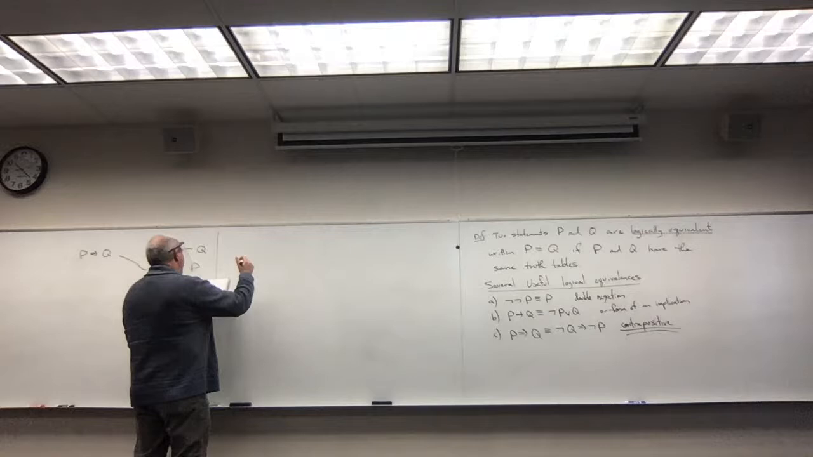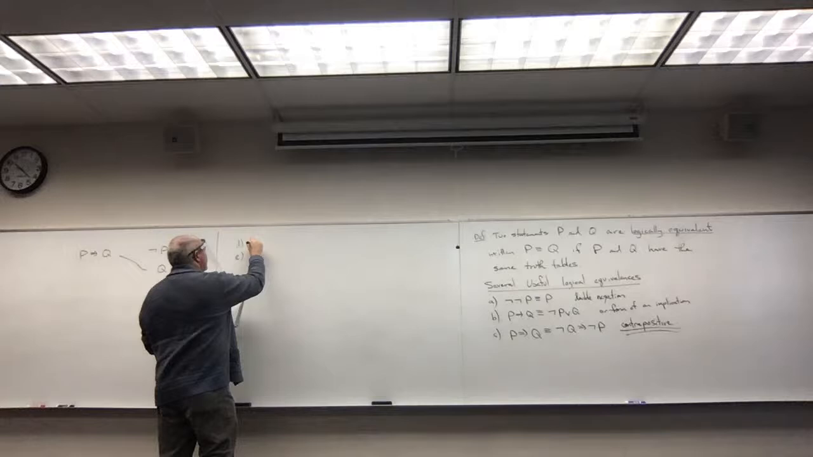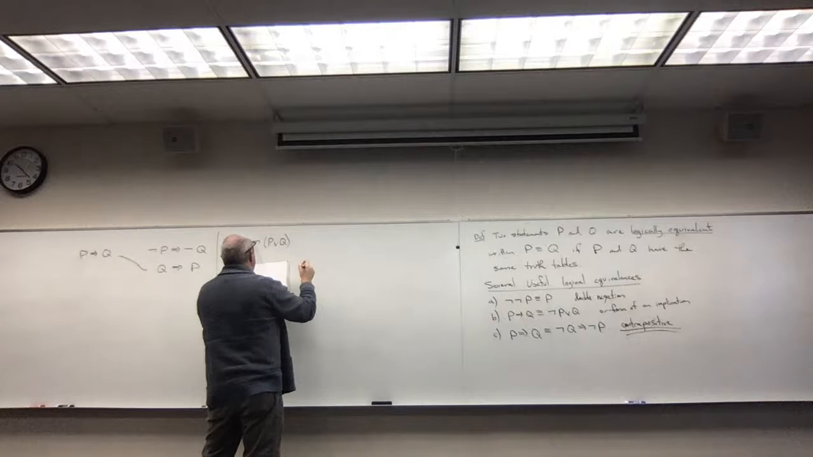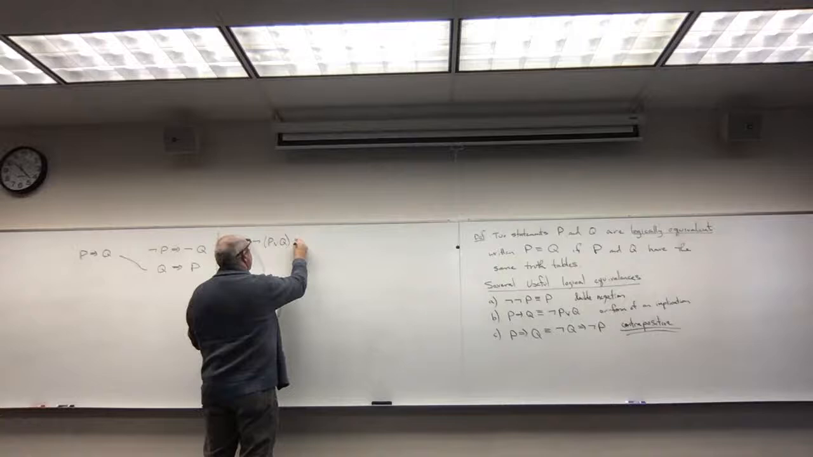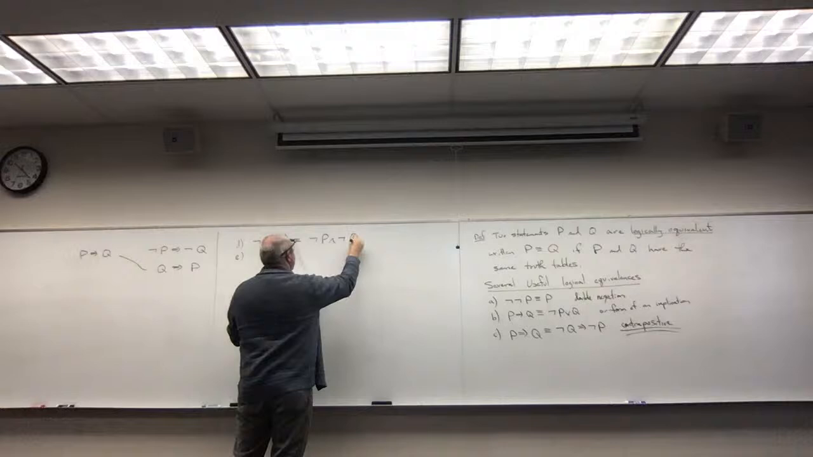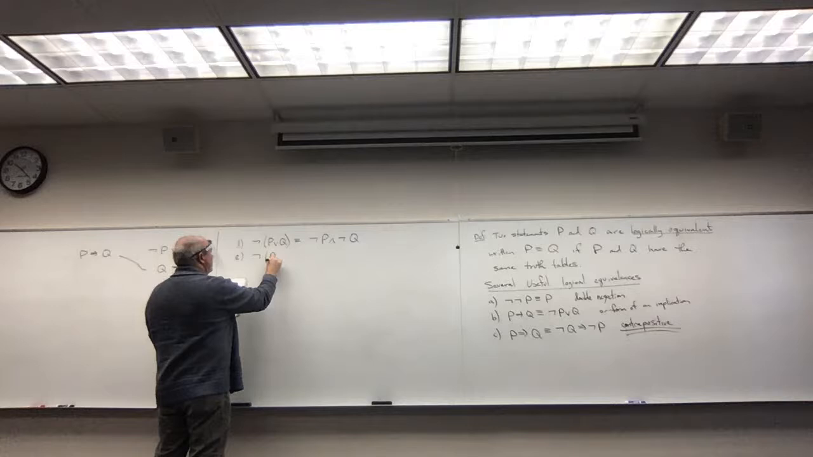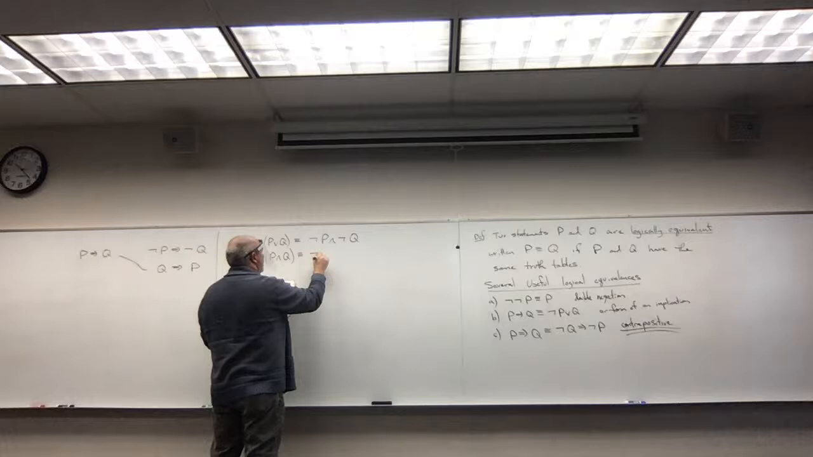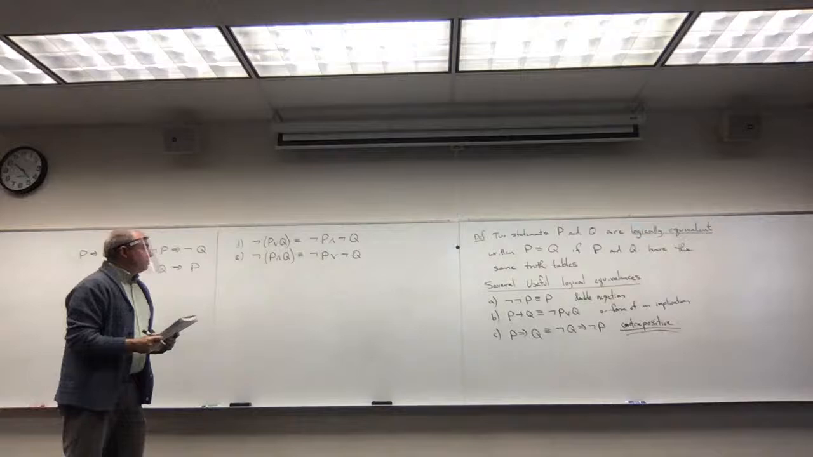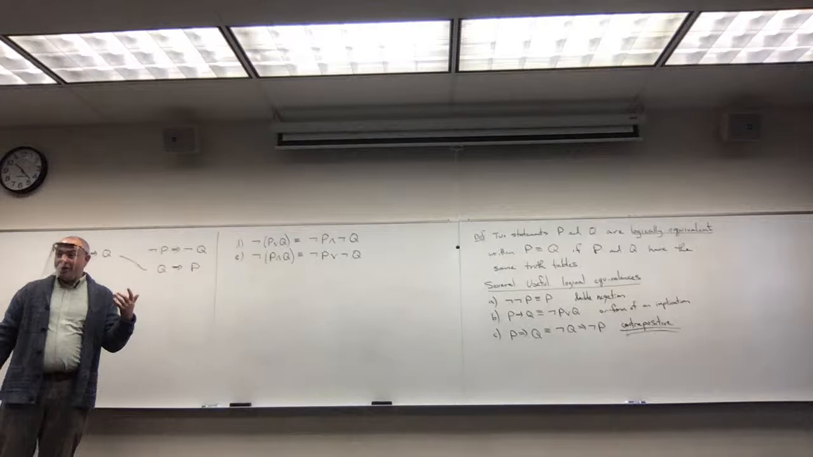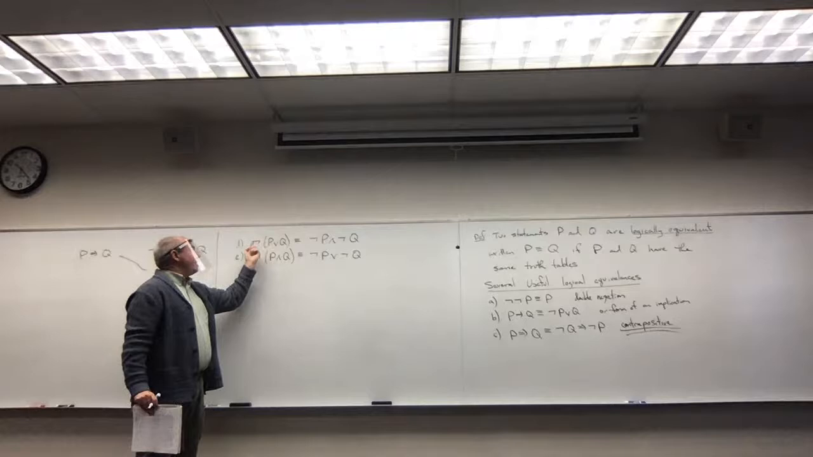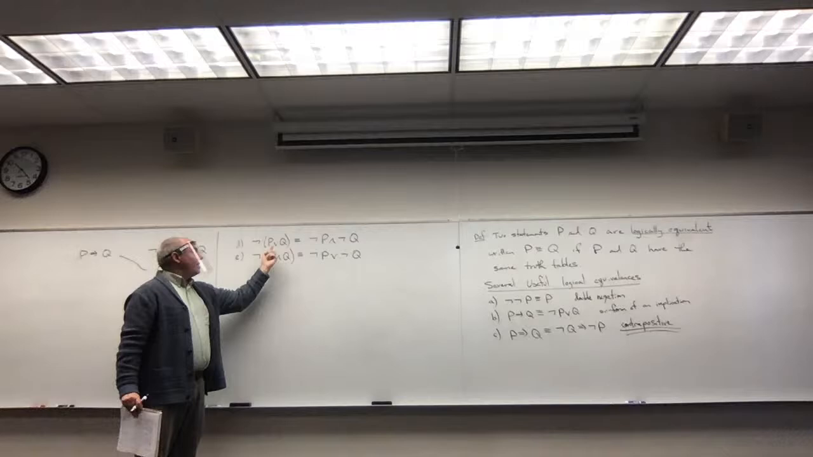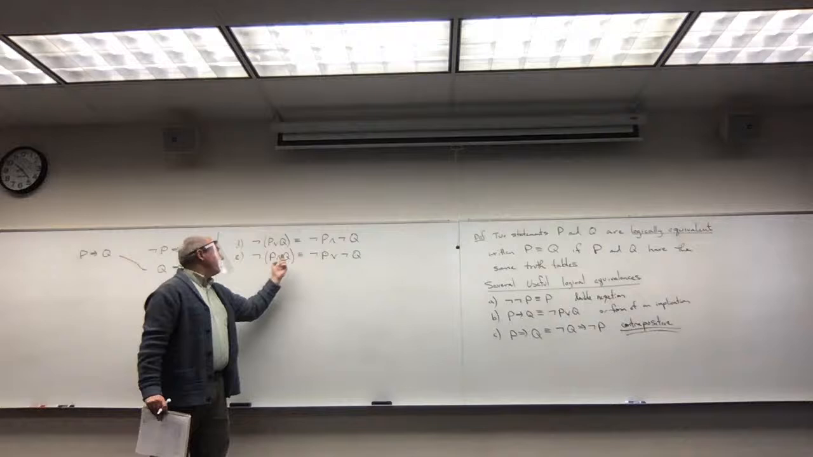The first one is: not (P or Q) is logically equivalent to not P and not Q. Similarly, not (P and Q) is logically equivalent to not P or not Q. It's almost like some sort of distributive law, where I can distribute the not. But when I distribute a not, this flips. If you're saying something that's an or, then it becomes an and. And if you're saying something that's an and, it becomes an or.